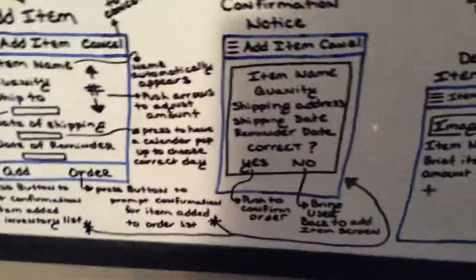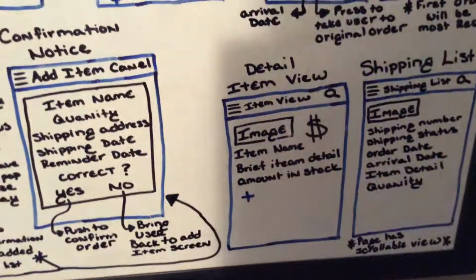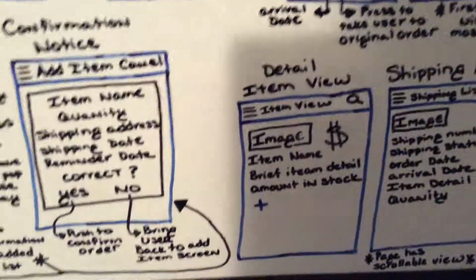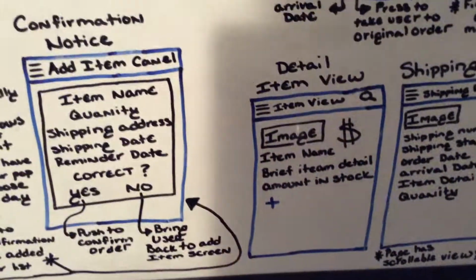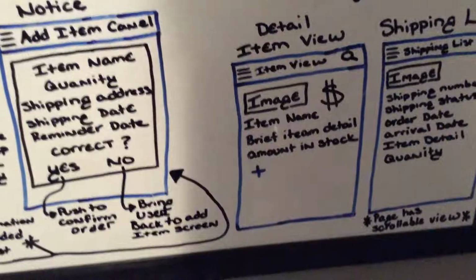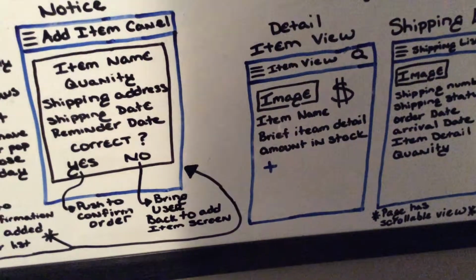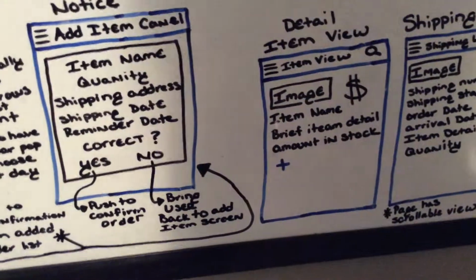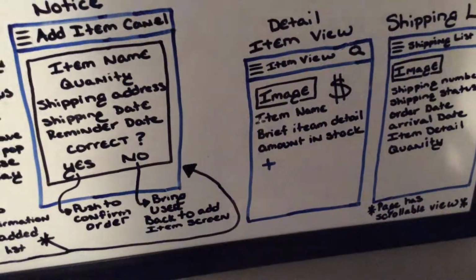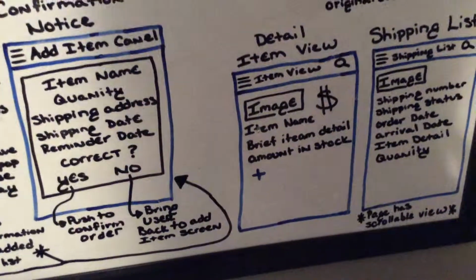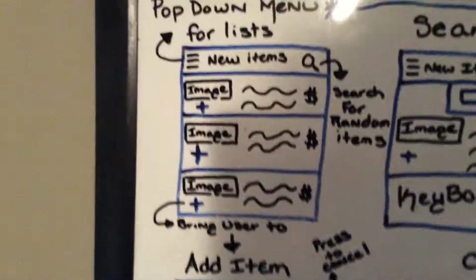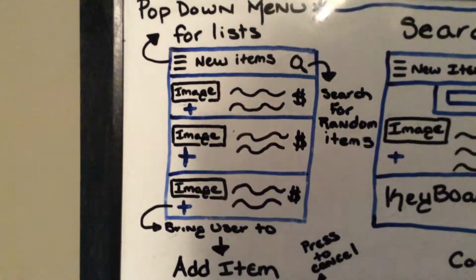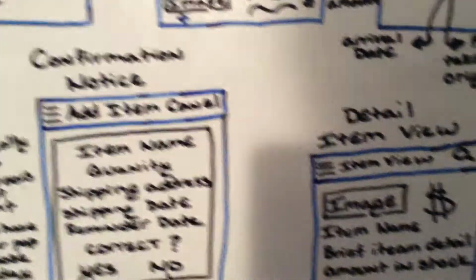Now, going on, we talked about the confirmation. This is the detailed view item. The detailed item view is pretty self-explanatory. You have the item view title, and then of course the image, the price, the item name, a brief item detail, and the amount in stock. And you can add it to your inventory or order it on that page. How you get here is by hitting one of the items in the new item list. Okay, and then once you hit one of those, you'll go right to the detailed item view.